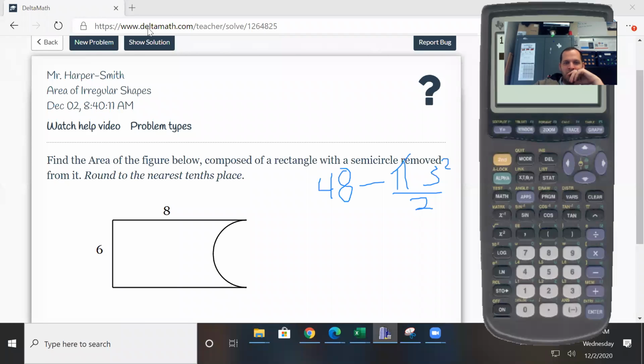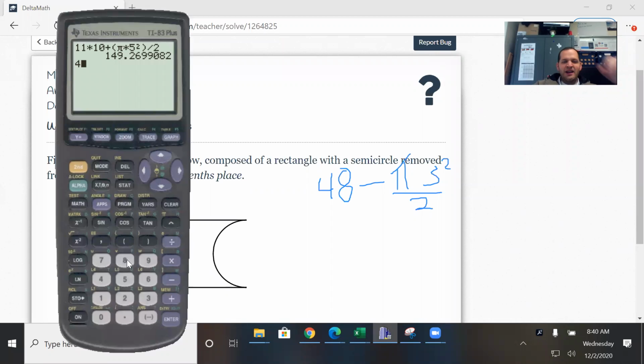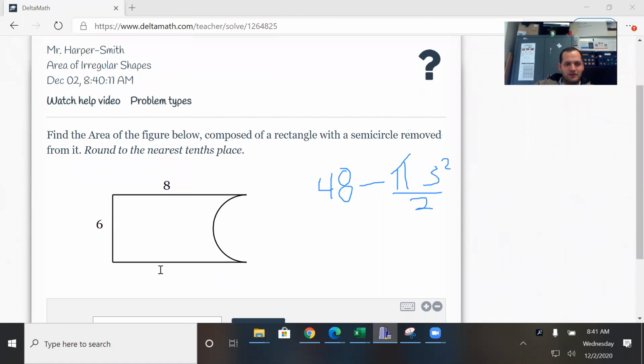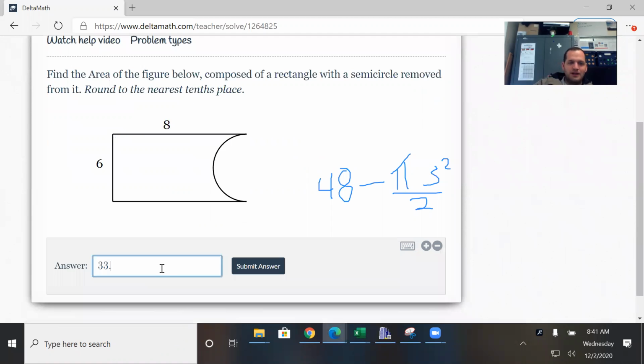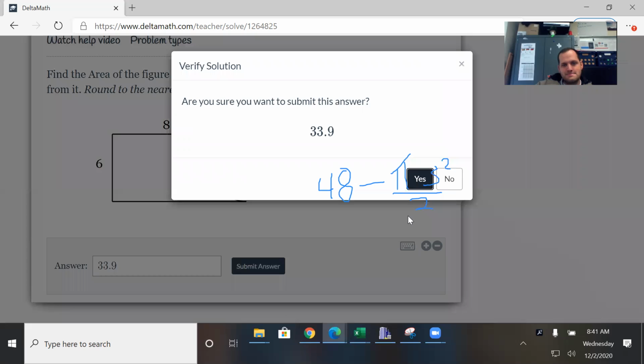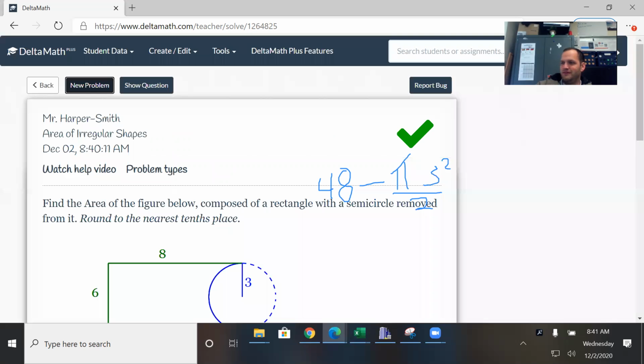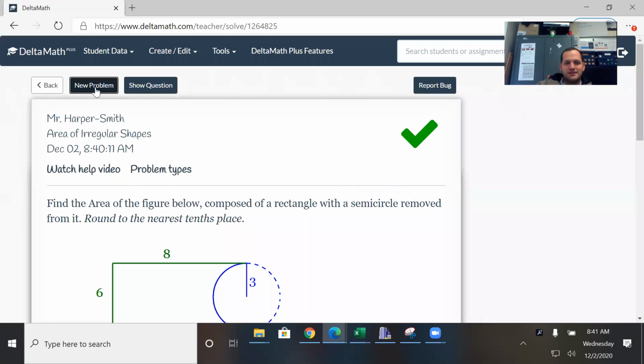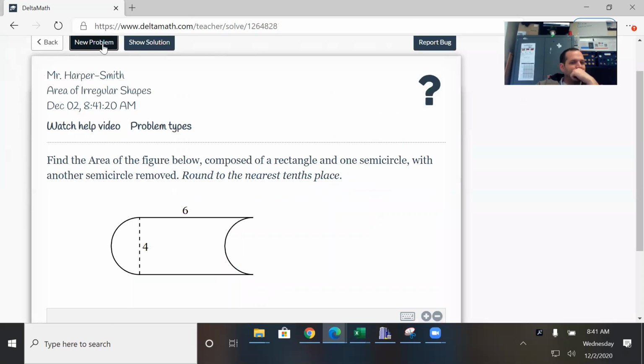I'll bring this in. Do some math. 48 minus pi times 9, because 3 squared is 9, divided by 2. It's 33.86, which is 33.9. Let's see if that's right. 33.9. Very good. If you got 33.9, way to go. Let's see if we can find another one that's a little bit different looking.